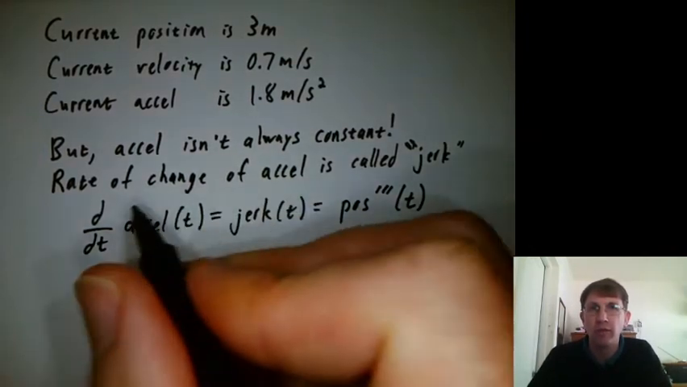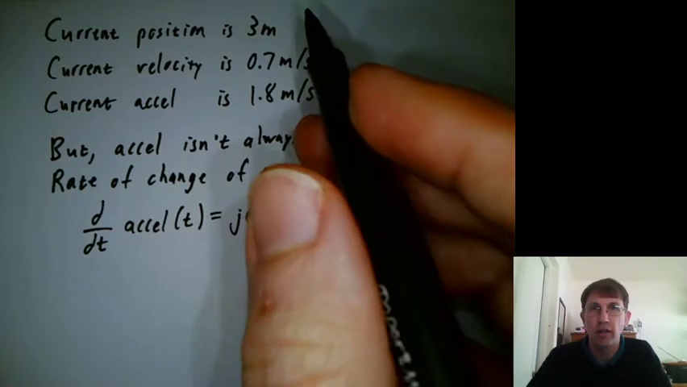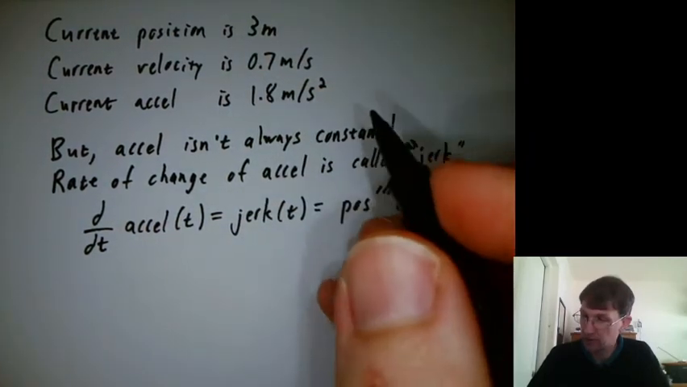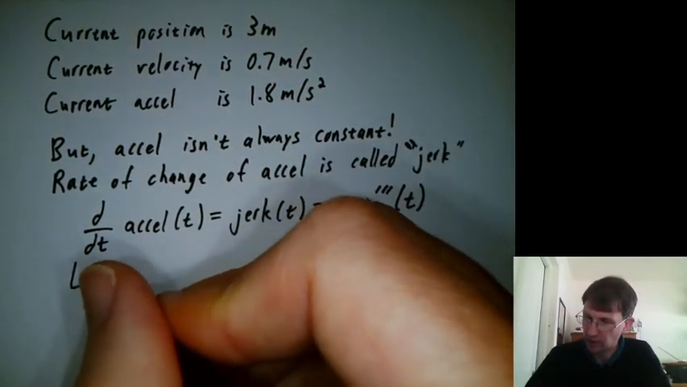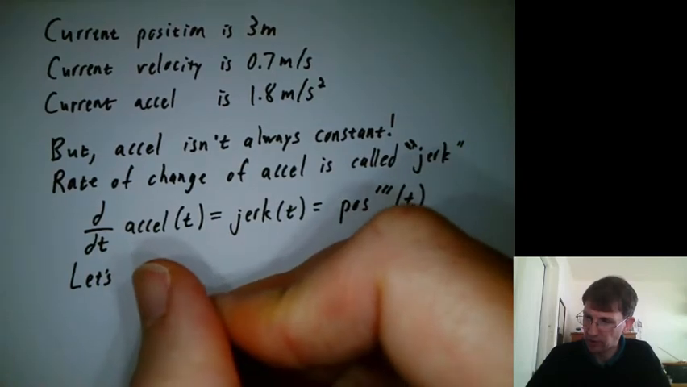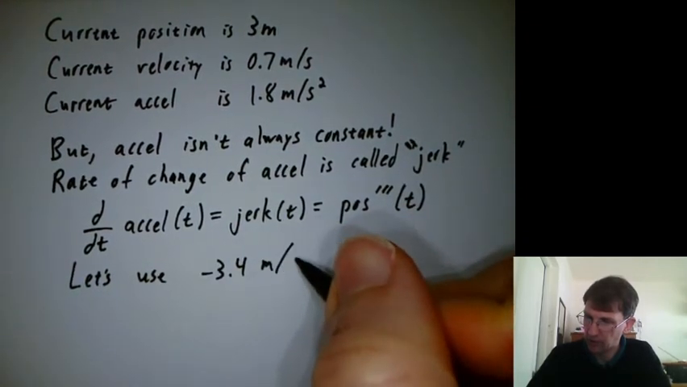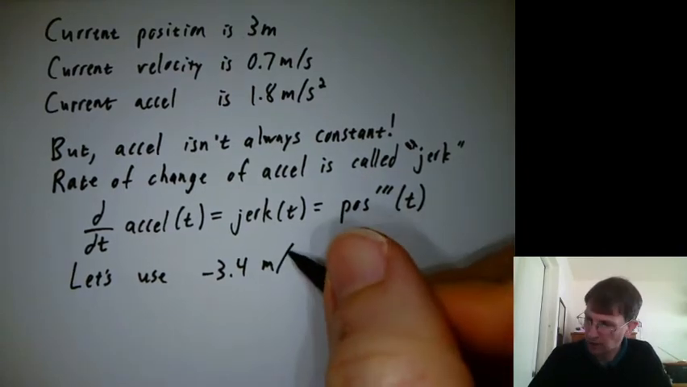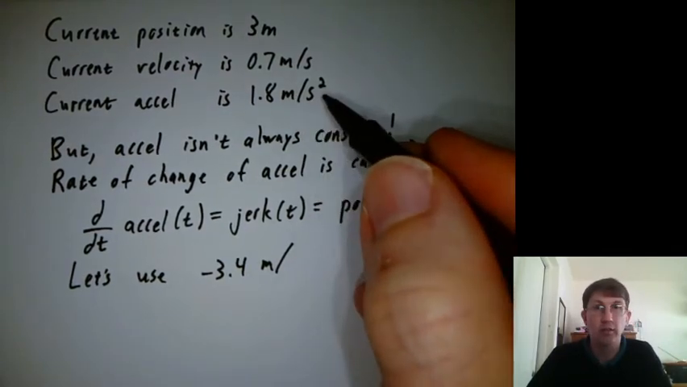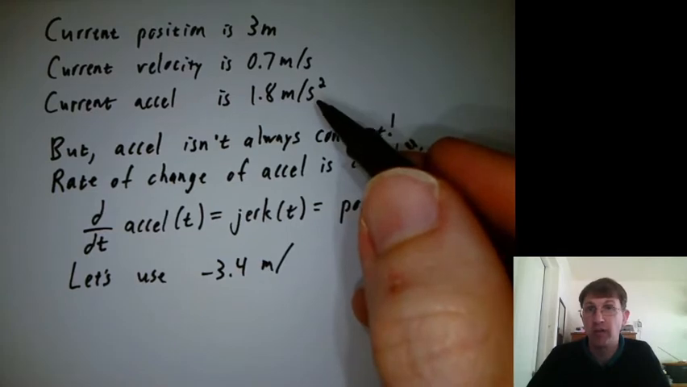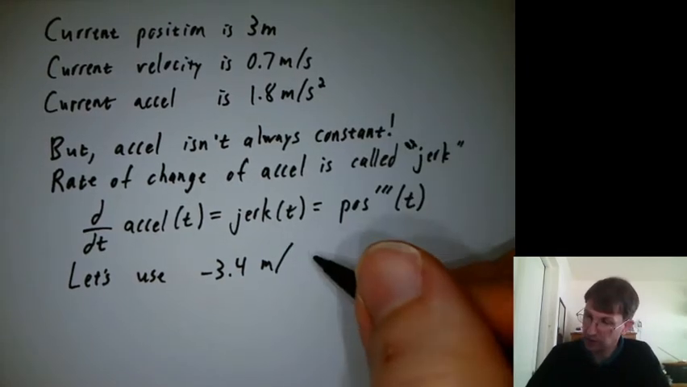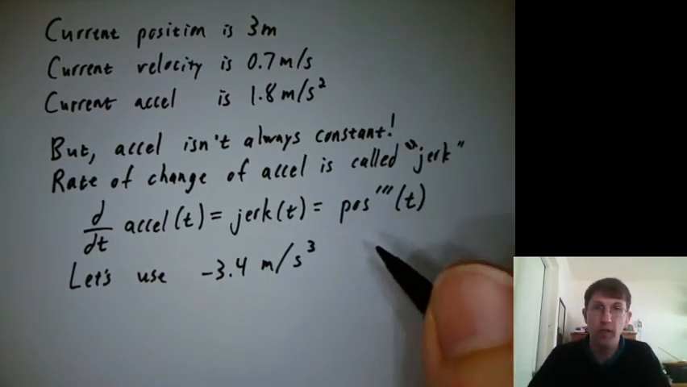But what can we do with this jerk idea and our polynomial approximation so far? Let's just choose a number for jerk. How about negative 3.4 meters? What would the units be naturally? Well, acceleration is meters per second squared. Take the time derivative of that, we'll have another per second, so it'll be meters per second cubed.